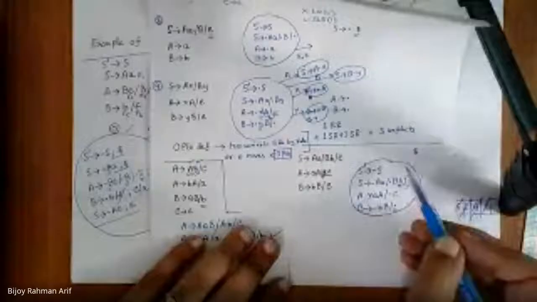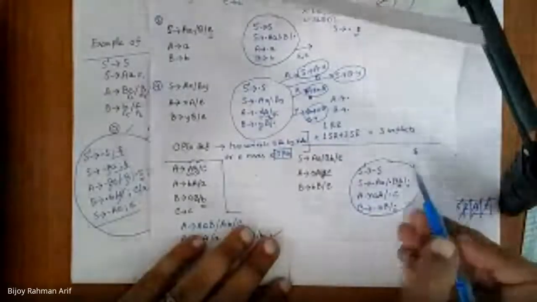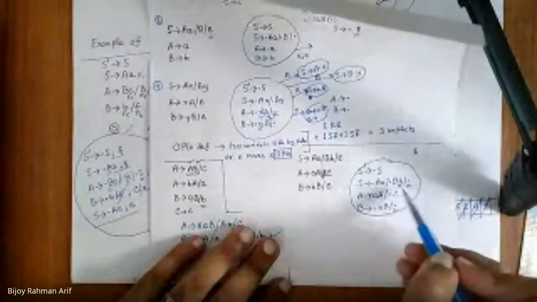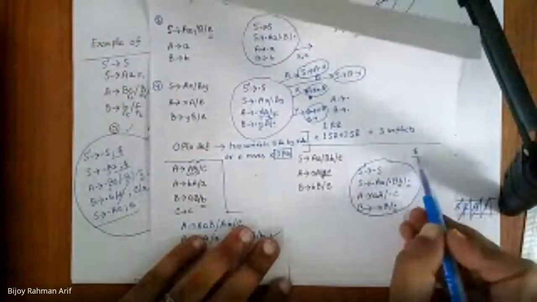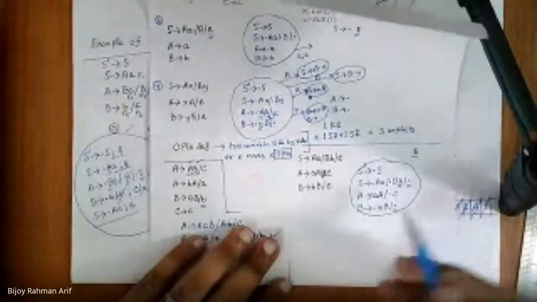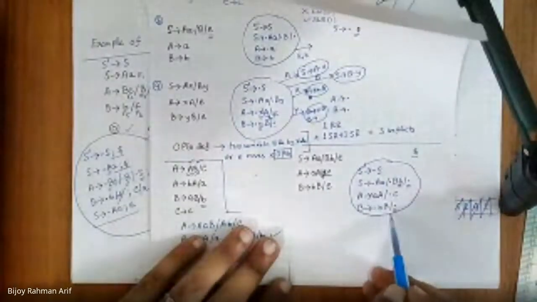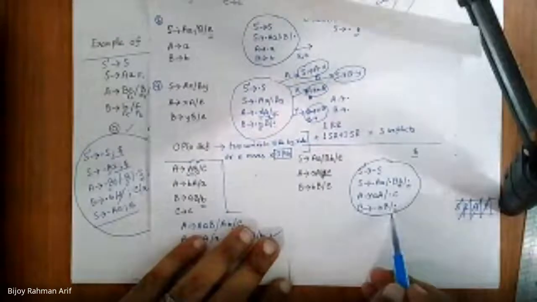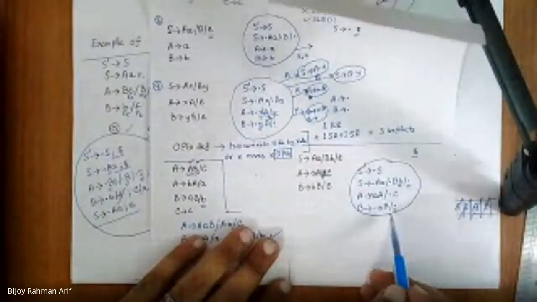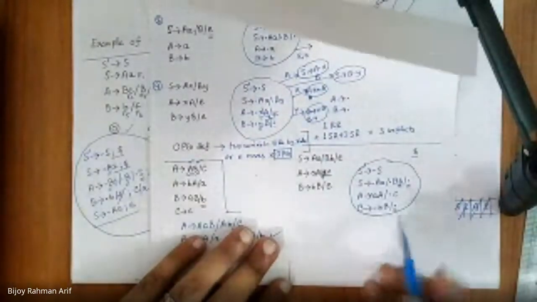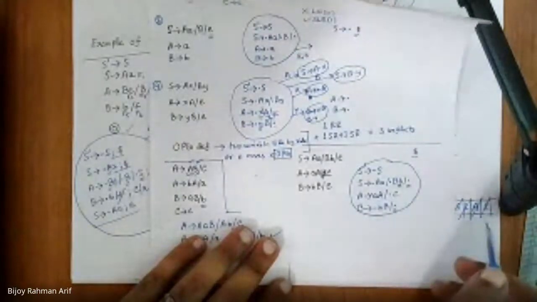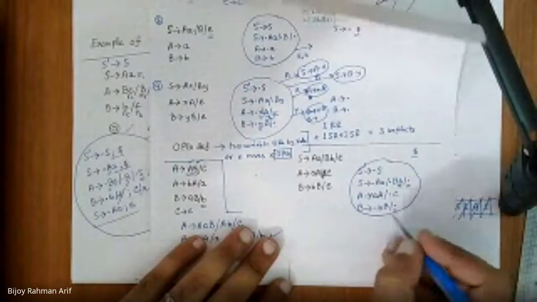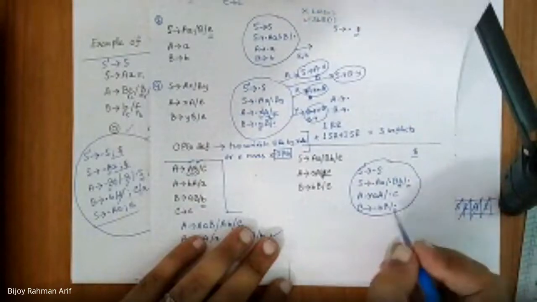Okay, so in this product it seems it has a RR conflict, but it should be placed under follow of S. That is dollar. It should be placed under follow of B. What is follow of B? Follow of B is B. So there is no conflict. No RR conflict. Okay, now let's go to SR conflict.